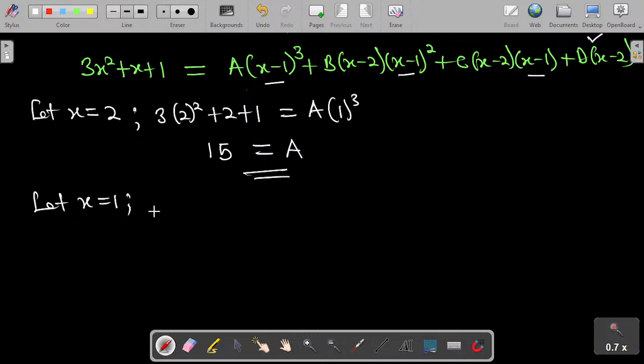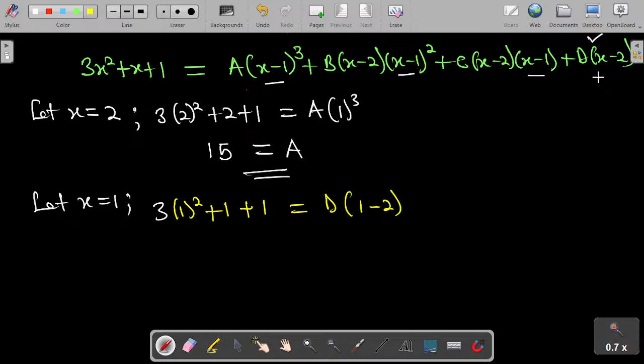So if we put our x as 1, we are going to have 3 into 1 raised to power 2, plus 1, and then plus 1, and this is going to be equal to, so if we put x as 1 here, A will go. If we put x as 1 here, this will turn to 0, B will go. If we put x as 1 here, this will turn to 0, and C will also go. So we will only have D into 1 minus 2.